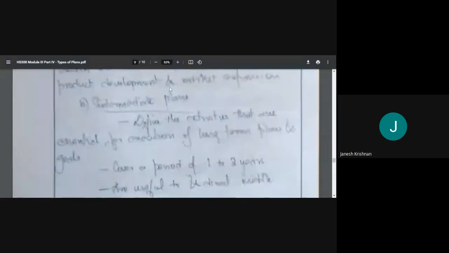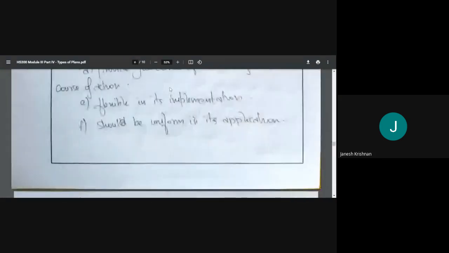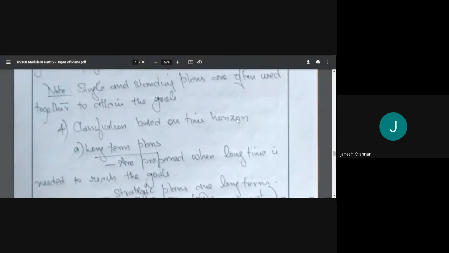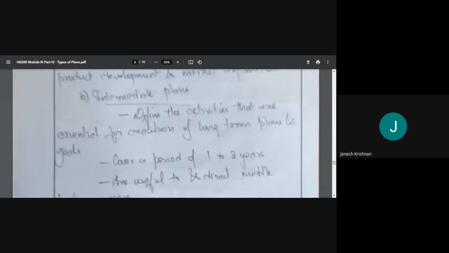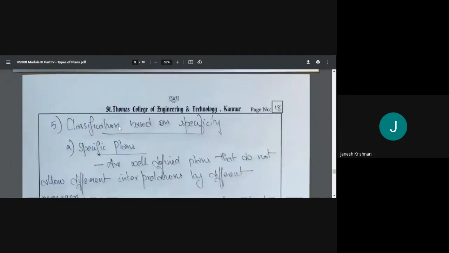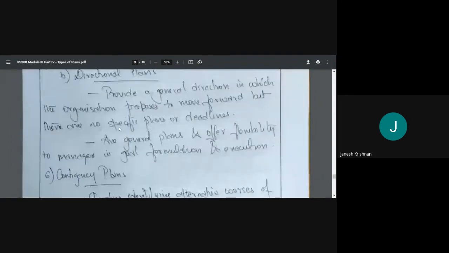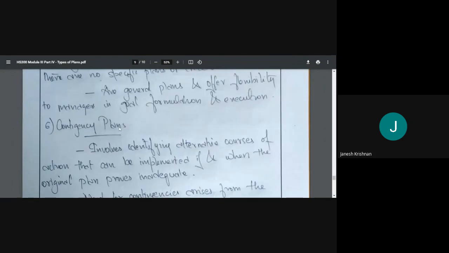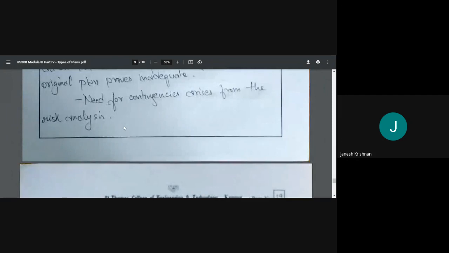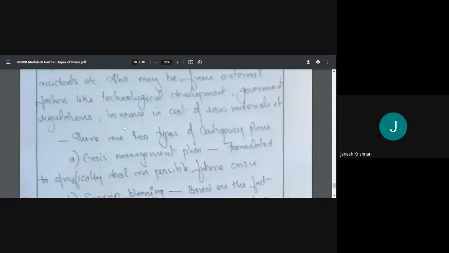So in brief, the first is based on time, how much time we have. We have long-term plans, intermediate plans, and short-term plans. Then based on specificity, we have specific plans and directional plans, and based on contingencies, we have scenario planning and crisis management plans, right?